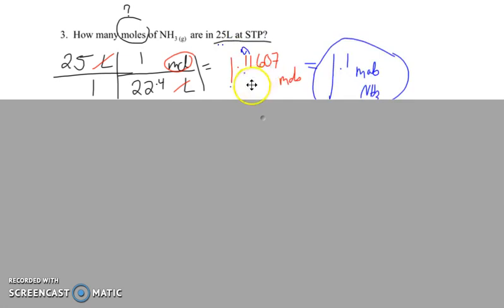Plug it into your calculator, you will get 1.11607 moles. Look back to your original problem. Right here, we got 2 sig figs. So 1, 2, round it, and it will stay 1.1 moles of NH3 ammonia.